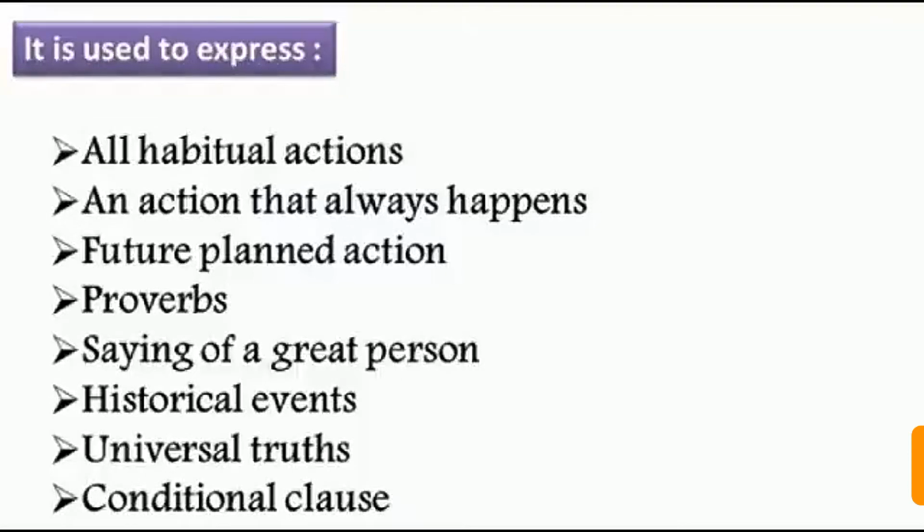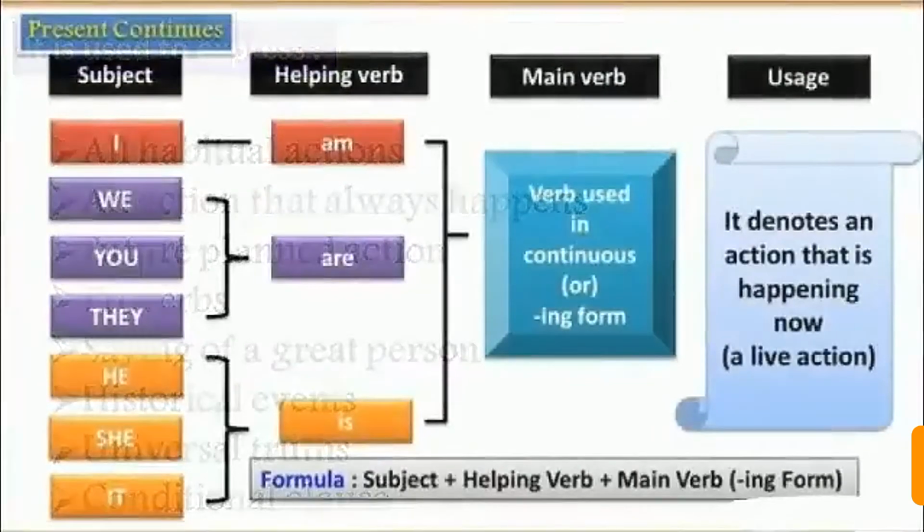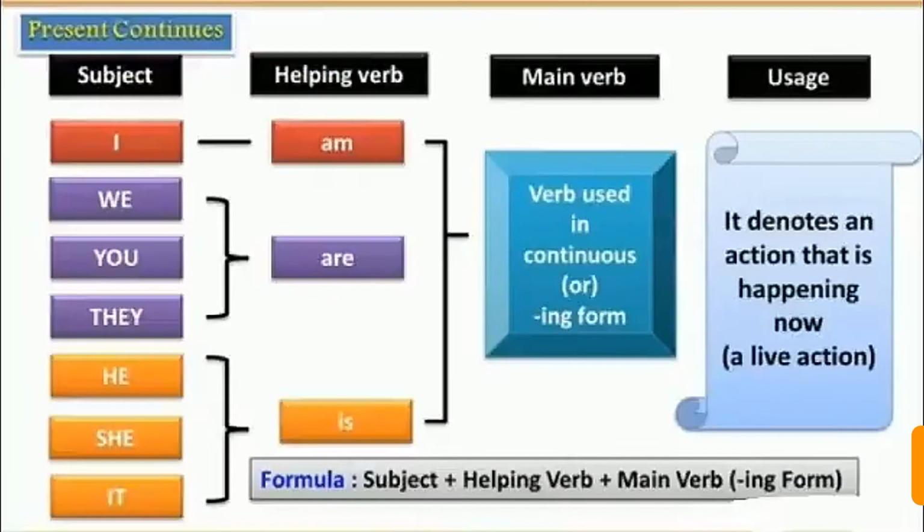Now let us talk about the second part of present tense, that is present continuous tense. Here the helping verb will be changed. Along with the subject I, the helping verb am will be used, then the first form of the verb along with ing. And if the subjects are we, you, or they, meaning plural, then the helping verb are will be used, and after that the first form of the verb plus ing.